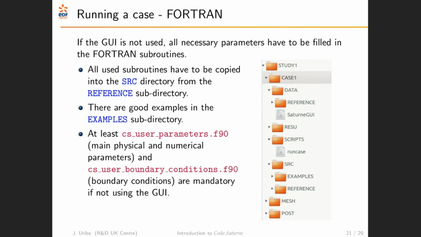If you don't want to use the graphical interface, you need to have at least two different subroutines, the CS user parameters file and the CS user boundary conditions file. In your CS user parameters file, you will define things like physical properties and numerical parameters like your time step and your number of time steps. And then in your boundary conditions, you need to define the boundaries that will match the mesh that you're using for this case.